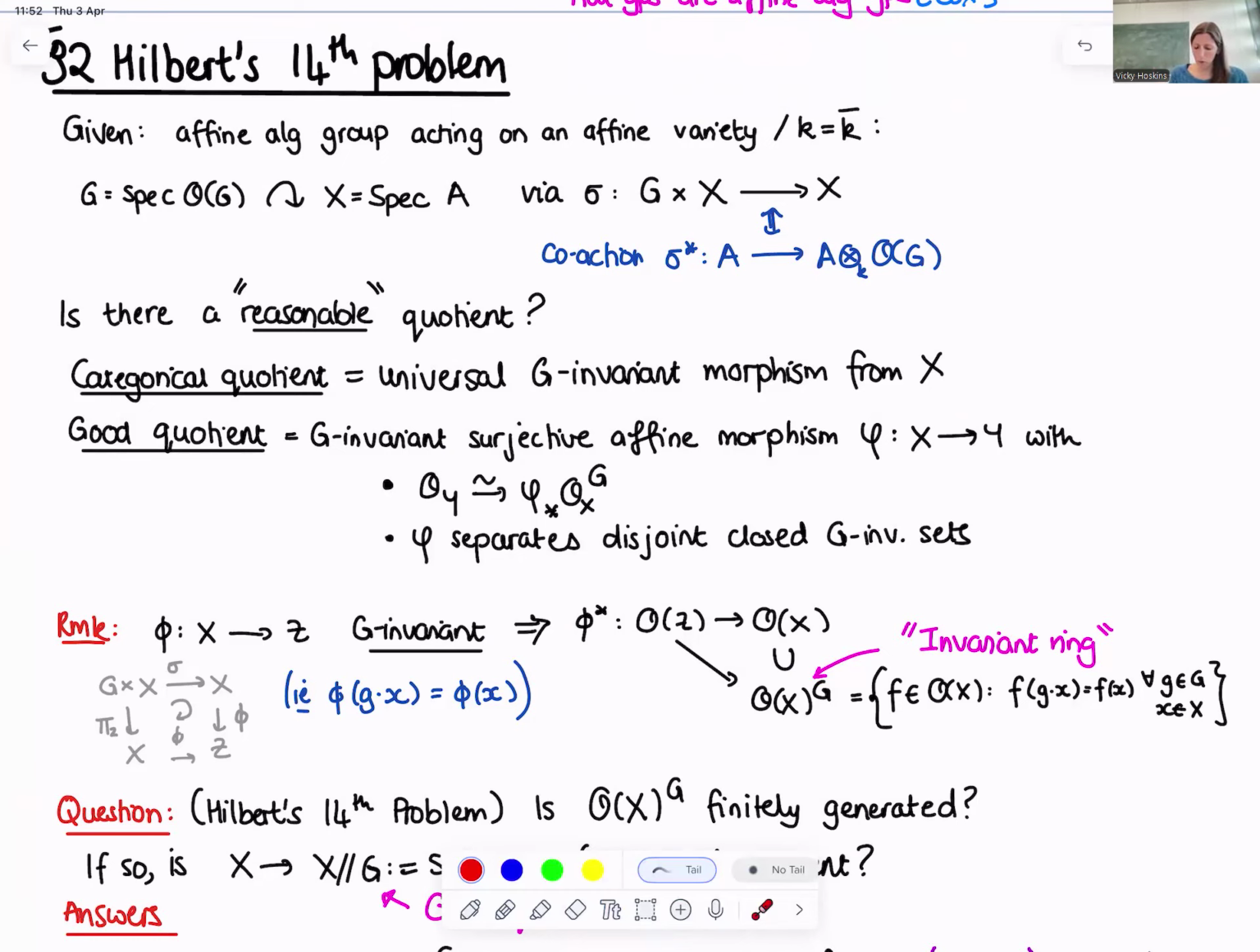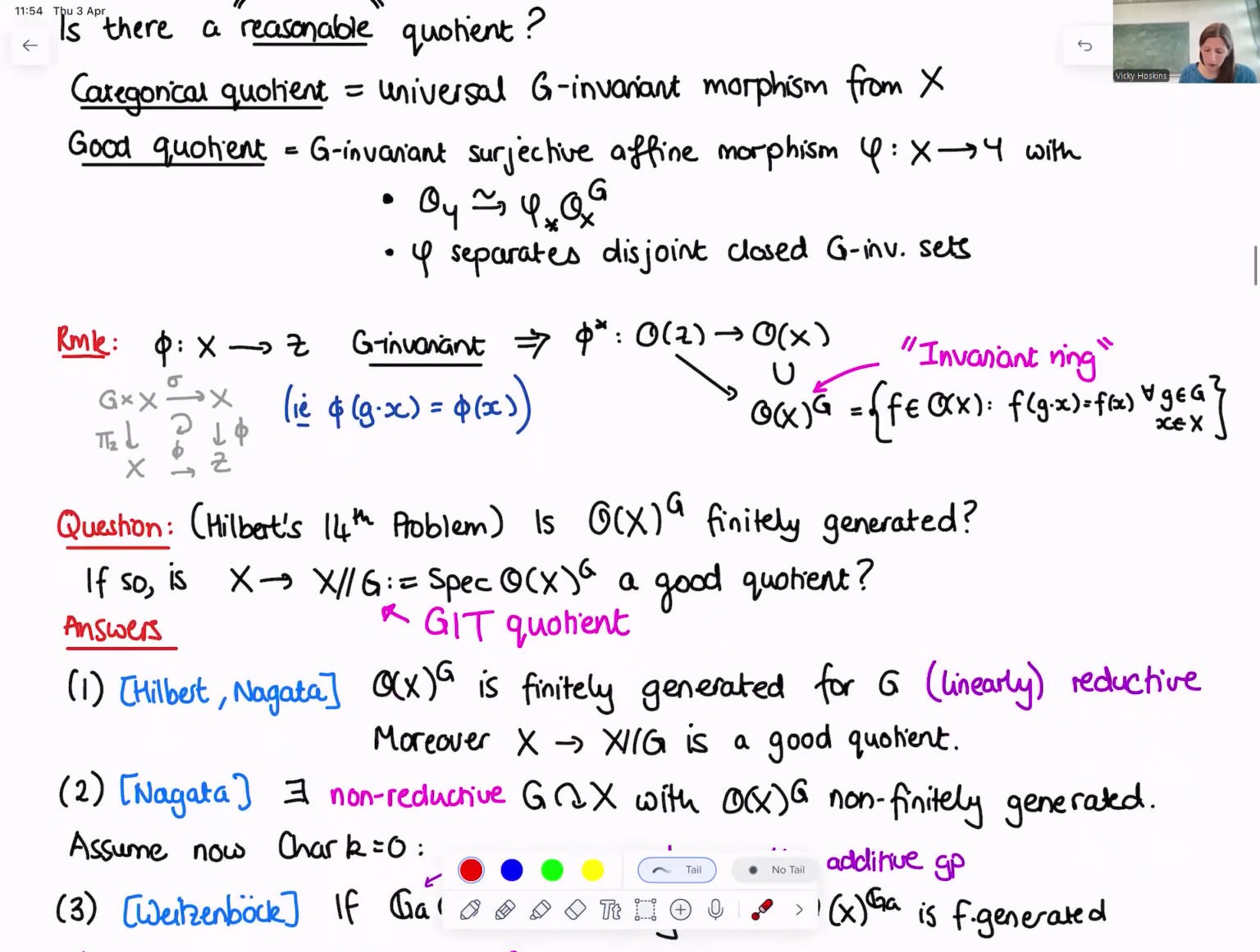I think you saw this yesterday, but let me just repeat. Hilbert's 14th problem is really asking, is this ring of invariants finitely generated? Because if it is, then you would want to take the associated variety for this. So if so, you can consider this map going from X to this X /G. This is the notation for the GIT quotient, which is given by the spectrum of this finitely generated ring. And you could ask then, is this a good quotient?